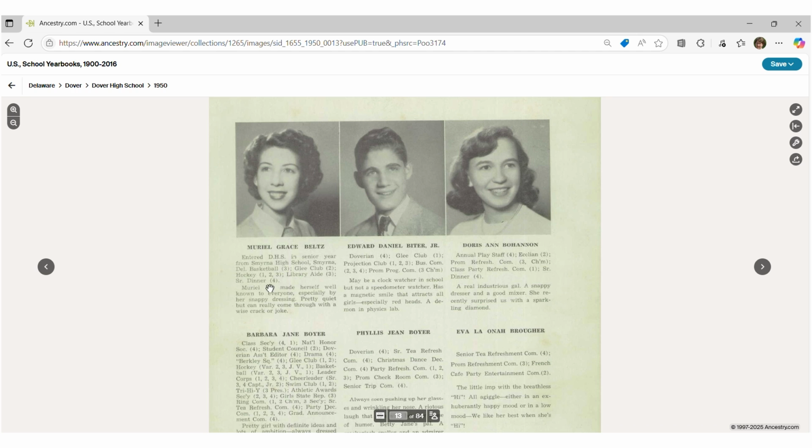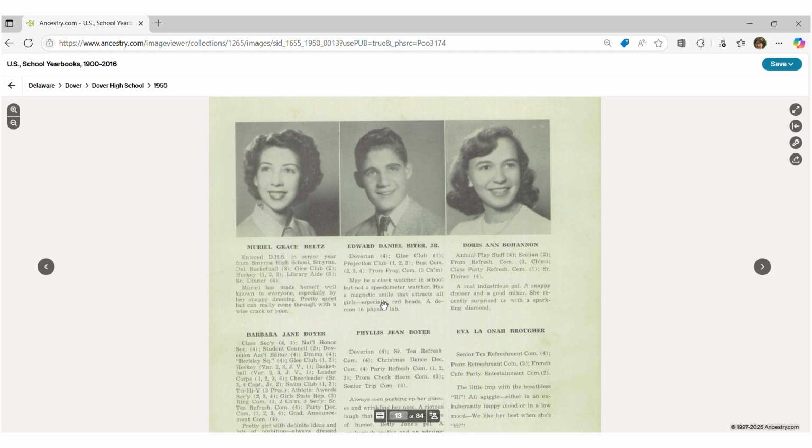But we can also learn about her as an individual. She played basketball. She was in the Glee Club. Hockey. She was a library aide. She was part of the senior dinner committee. And okay, I just love these little snippets. We don't do this as much anymore, but she made herself well known to everyone, especially by her snappy dressing. Pretty quiet, but can really come through with a wisecrack or a joke. So we know Muriel's probably kind of a quiet type, but she's really funny, apparently. So this gives us not only pertinent family information to use in our genealogy research about a location where the family came from, but also a little bit about her personality.